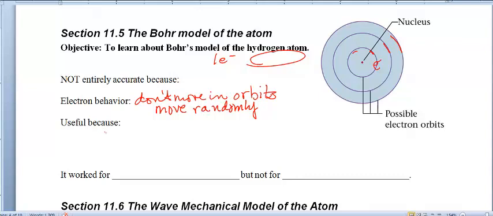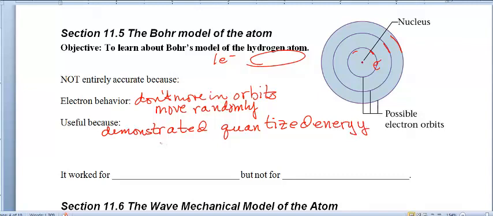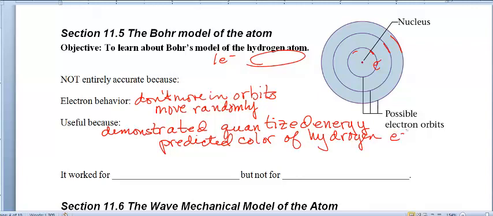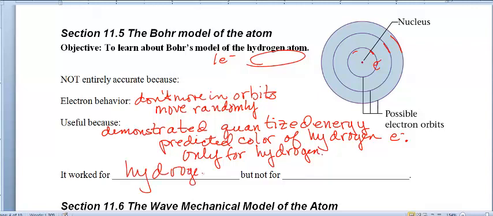But his model was very useful because it demonstrated quantized energy levels, and not only quantized energy levels, but it also correctly predicted the colors of the hydrogen electron as it went from one energy level to another. So his math was perfect, but it only worked for hydrogen and no other polyelectronic atoms. Polyelectronic just means many electrons. Okay? So it worked for hydrogen, but not for other elements at all.